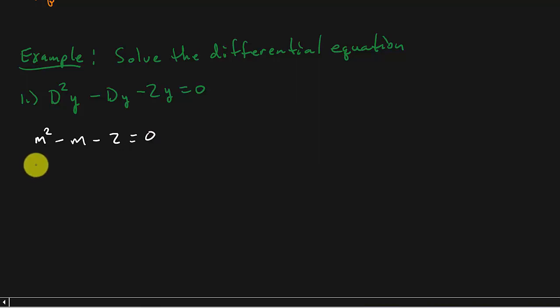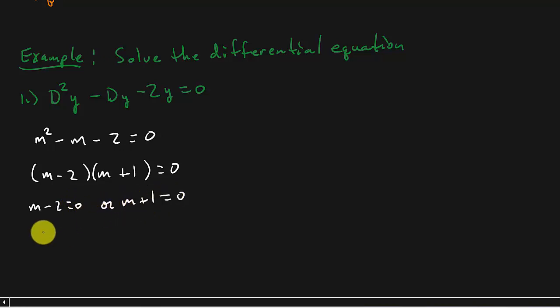And then we solve. So we get m minus 2 times m plus 1. So m minus 2 equals 0, or m plus 1 equals 0. So m equals 2, or m equals negative 1.